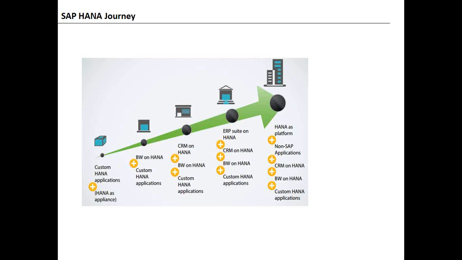Got the point? Because it's on a database, which is an appliance running in-memory, not on disk. Everything, all data, is in memory. So that is where this came from, BW on HANA, second step. Then, the same way as BW on HANA, they released CRM on HANA. Then the Suite ERP came on HANA: ERP, CRM, BW. Now we have HANA as a platform. Non-SAP applications are also supported on HANA.